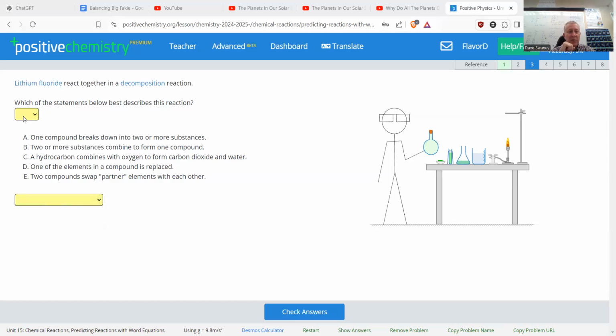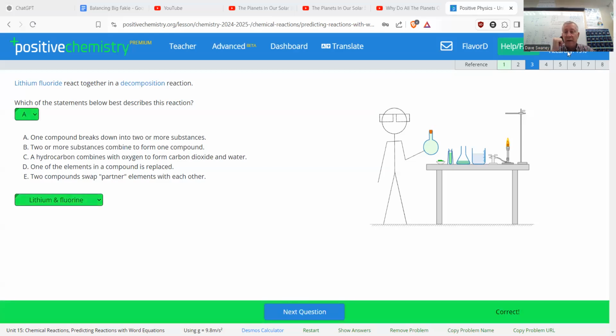Decomposition. One thing breaks down, that's A. If you break it down, you're going to get the lithium and the fluorine. So lithium is just a metal, it's just Li, but fluorine is diatomic, so it's going to be F2. They didn't care about that. I don't know what that is, but lithium and fluorine is what we want.